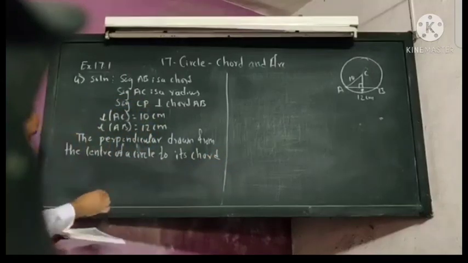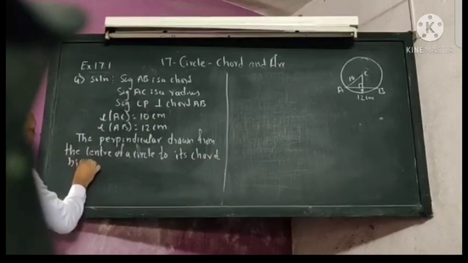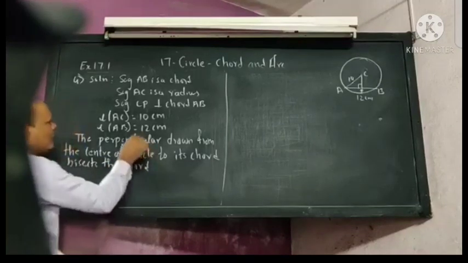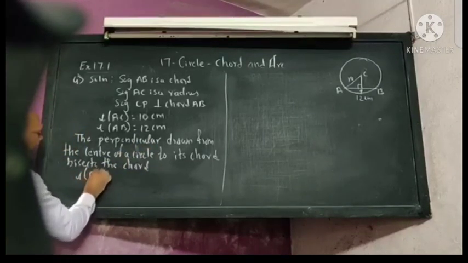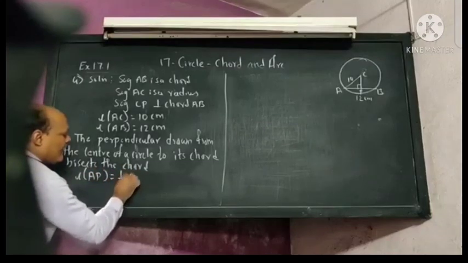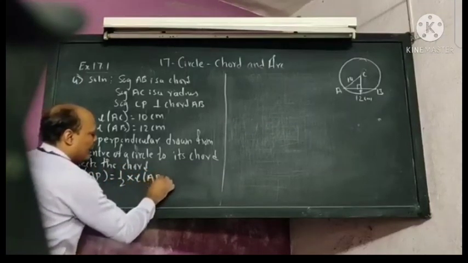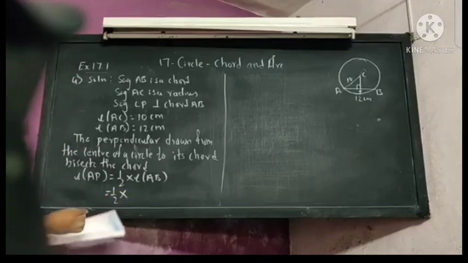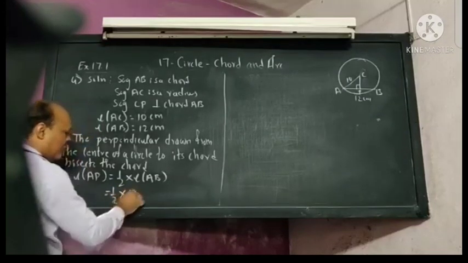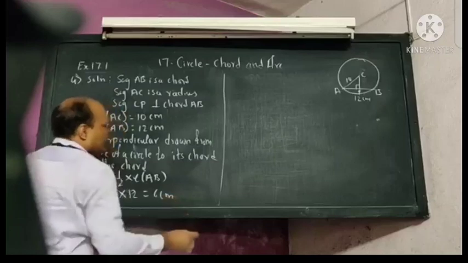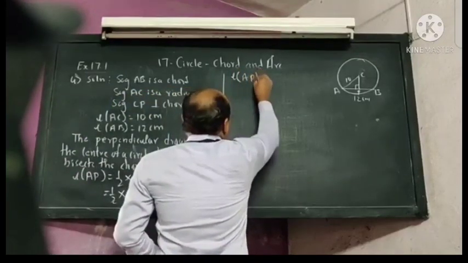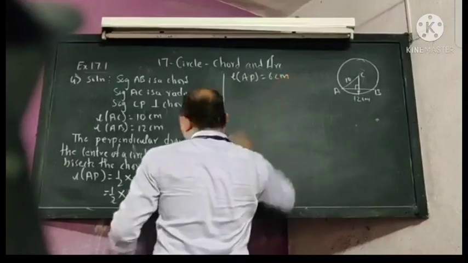Which is called bisector. That means the length of AP will be half of length AB. AB is how much? 12 centimeter. Half of 12, you are going to get 6 centimeter. That means the length of AP, we got how much? 6 centimeter. I hope all of you understood here.